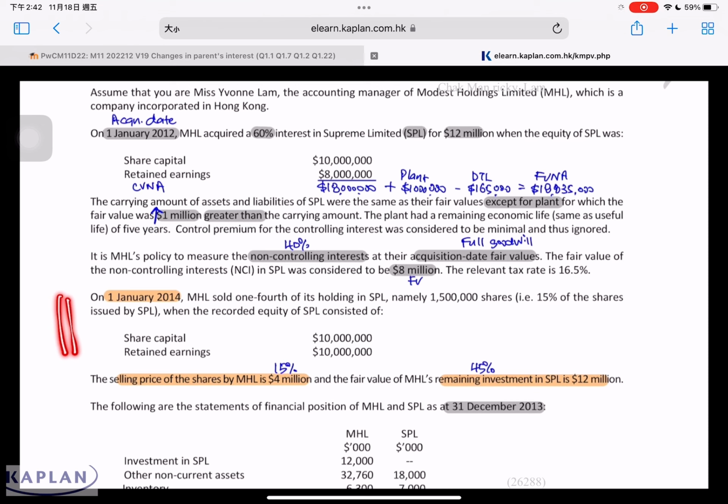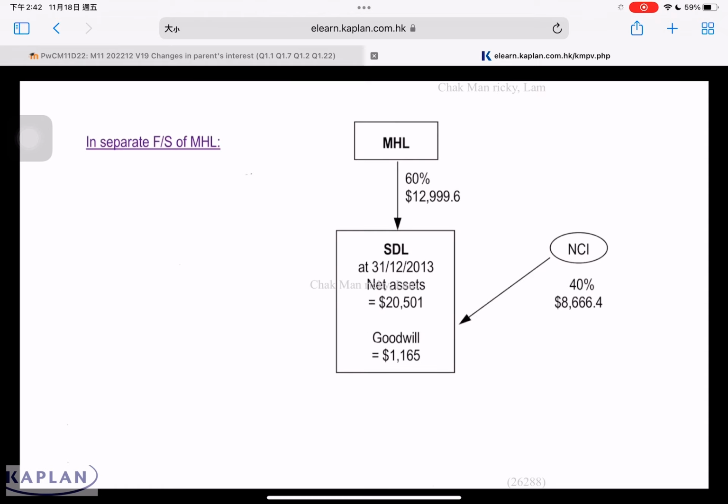Now we talk about changes in parent interest. At the company level, the parent sold 25% of the investment. We must calculate the gain or loss on this disposal of investment. In the separate financial statements of MHL, the disposal of 15% is considered a disposal of investment. If it's a disposal of investment, you calculate the gain or loss on the disposal. So the proceeds are $4 million: debit cash $4 million and credit investment.